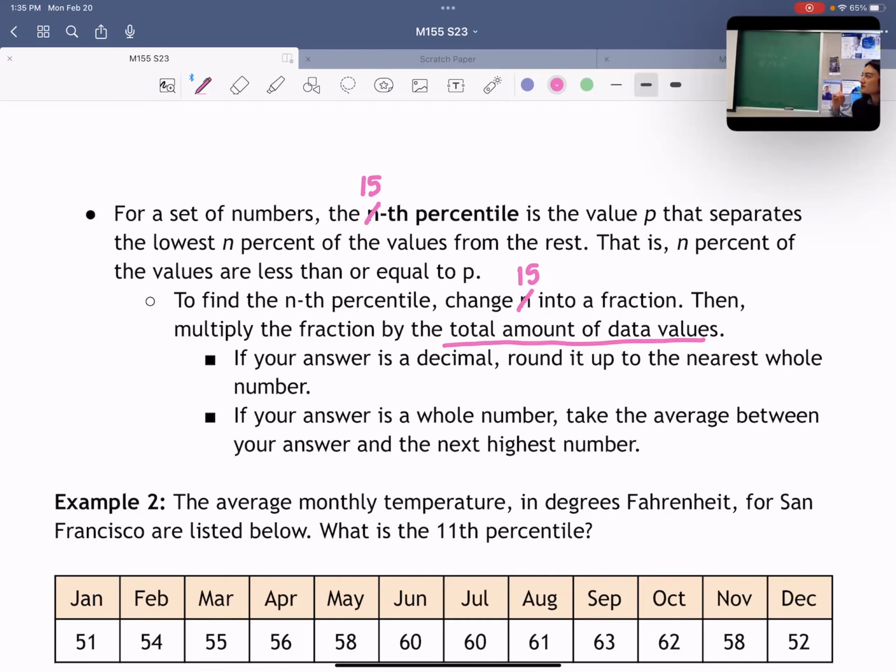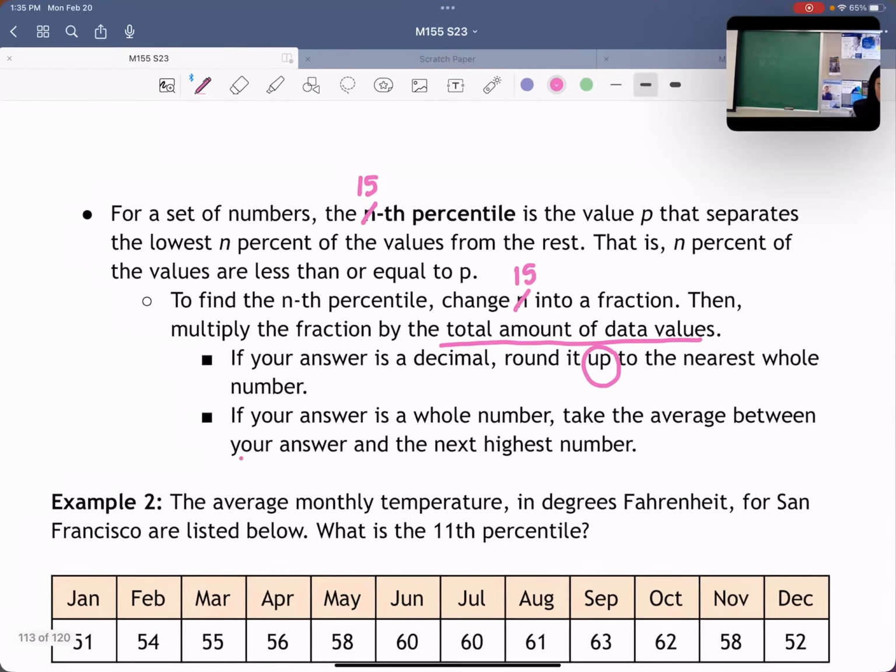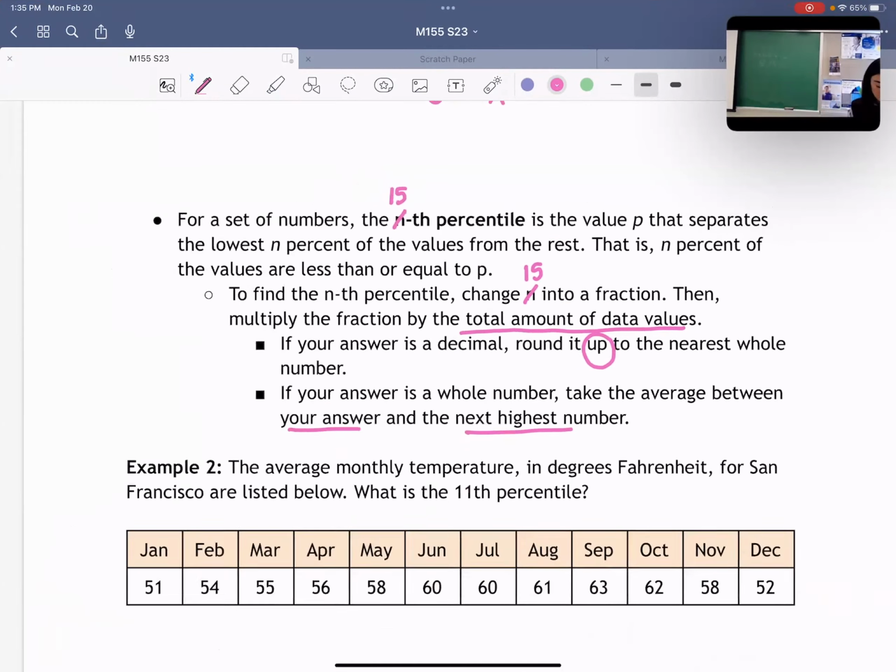If you do that and you get a decimal, you're going to round that decimal up to the nearest whole number, okay? If you didn't get a decimal and you got a whole number, you're going to take the average between that answer and the next highest number. If that doesn't make sense, the next example is going to show you what this all means, okay? Let's do a little example and see what happens, okay?